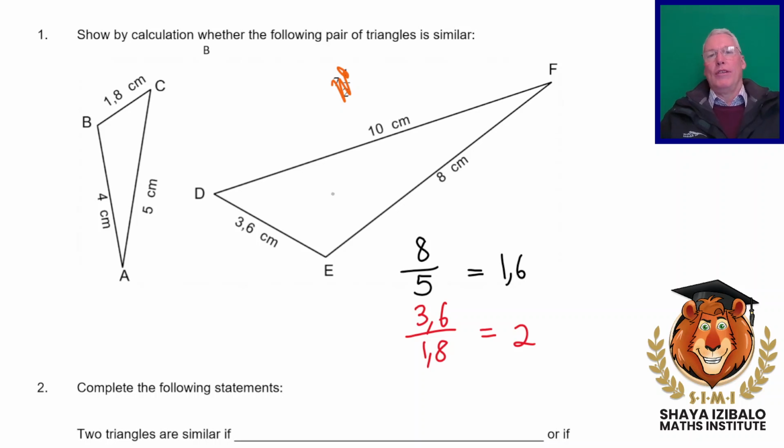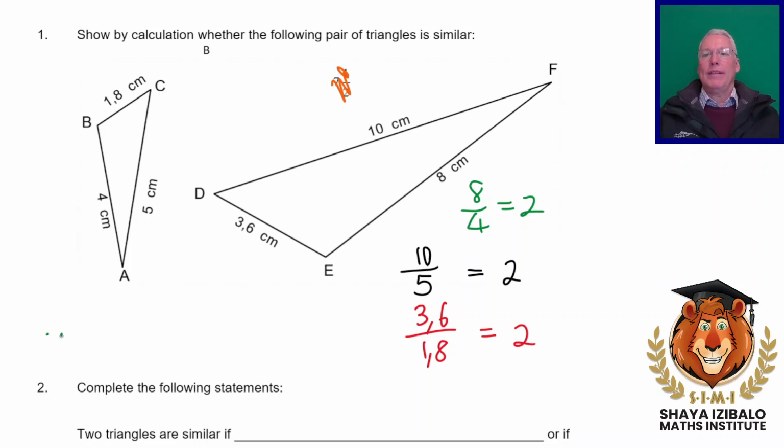Okay, we could just check the last one. Sorry, the longest side here is actually not 8 over 5, it's 10 over 5. So far they are similar. We still need to check the last side. 10 over 5 is 2, my apologies. Right, and if we take the middle length side, now the middle length side is 8 here and it's 4 here. So in fact 8 over 4 is equal to 2. So therefore, yes, they are similar.